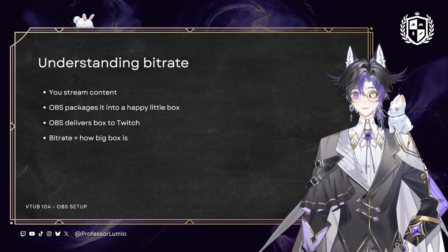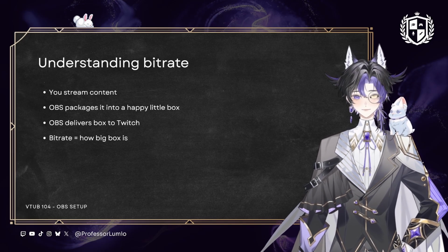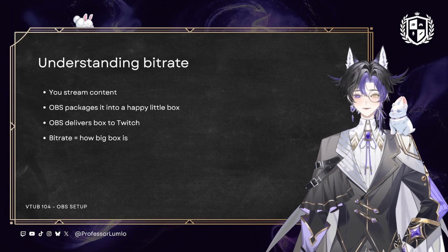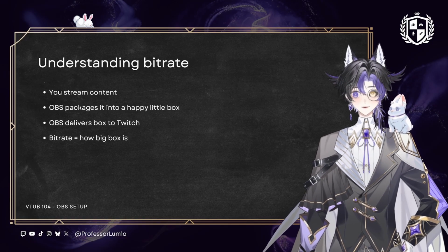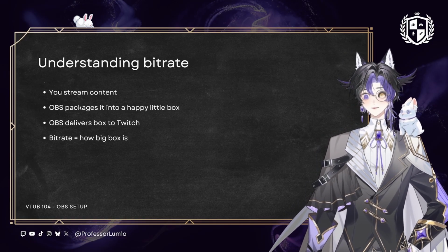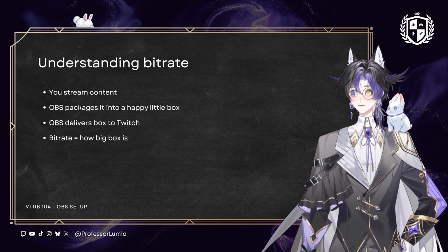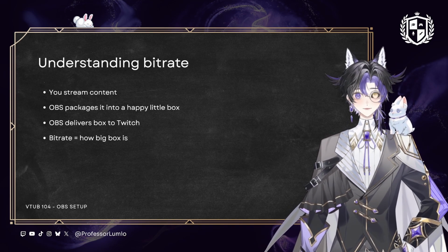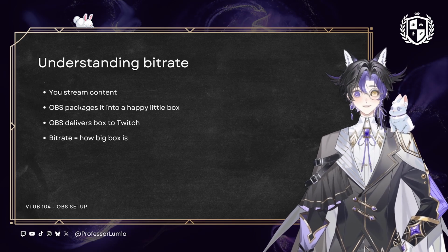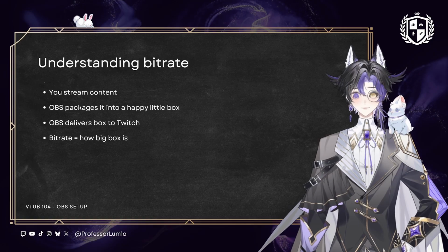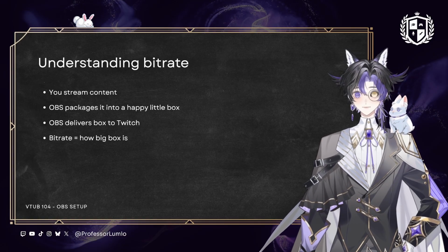So think of it like this. You stream content such as chatting or gaming or art. OBS takes that content from your PC and packages it into a happy little box. OBS then takes that box and delivers it to Twitch. Your bitrate is kind of like how large that box is. The larger the box, the more room it has to fit the highest quality version of your stream. Big boxes are heavy, so they take more effort to deliver.